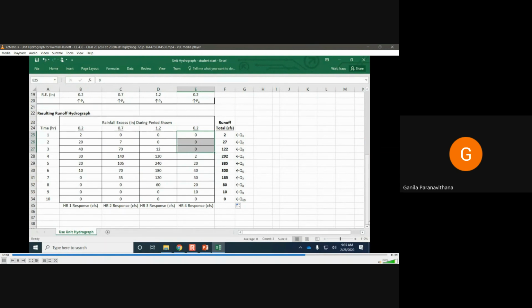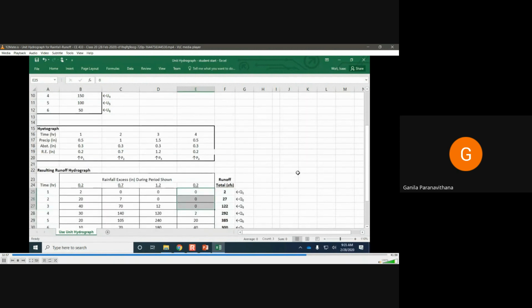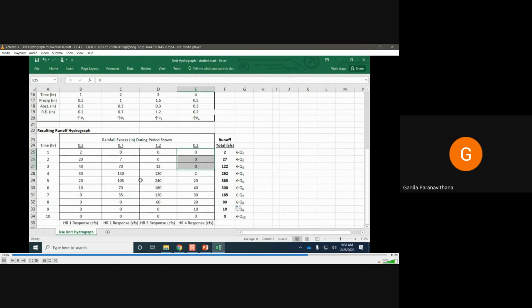And what it assumes is that if you know what a watershed is going to do for 1 inch of rainfall excess, then you can kind of predict what it's going to do for any other depth. And then if it's during one time period, then you just layer as many additional time periods with a staggered time delay after that.